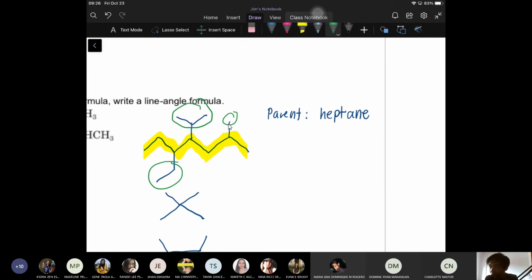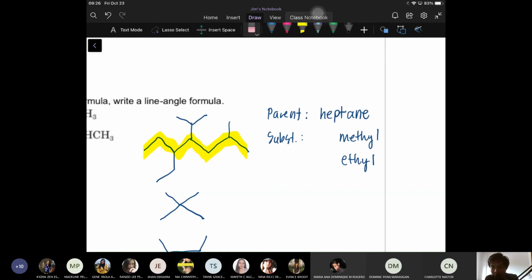So, you have this one carbon. Yan ay methyl. So, may methyl ka. Ito yon. Ayan, methyl yan. Ay, wala na, wala. Ayan. Ito. So, ano to? Isang carbon, dalawang carbon, ethyl yan. So, ethyl. Then, ito.